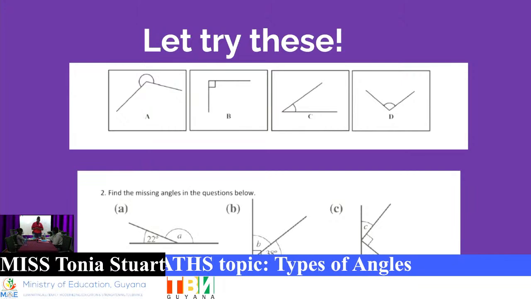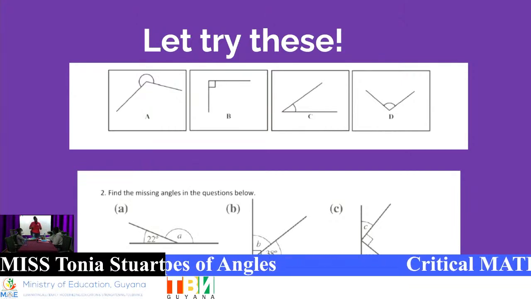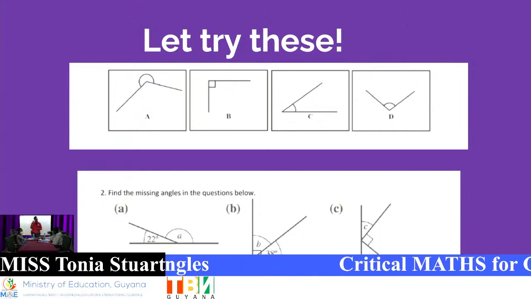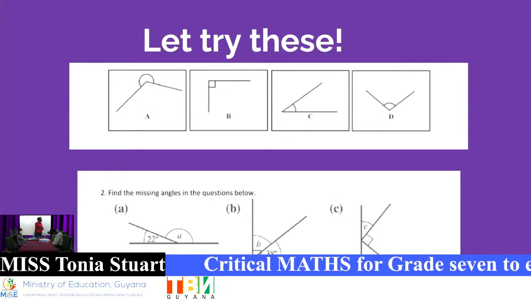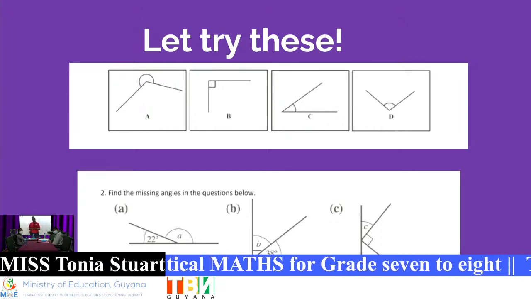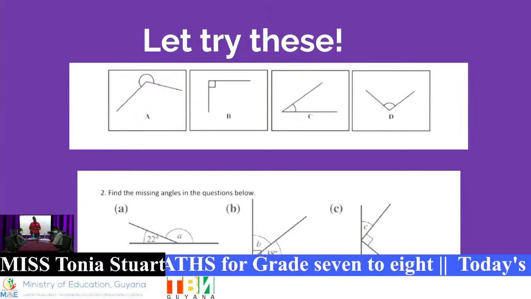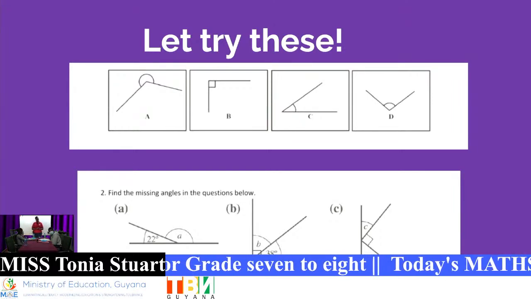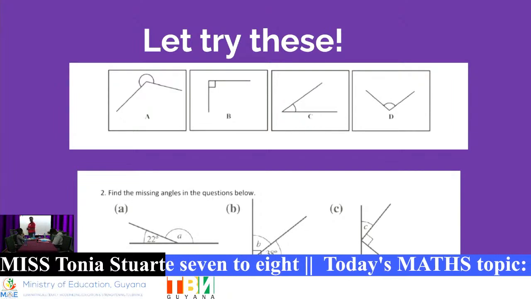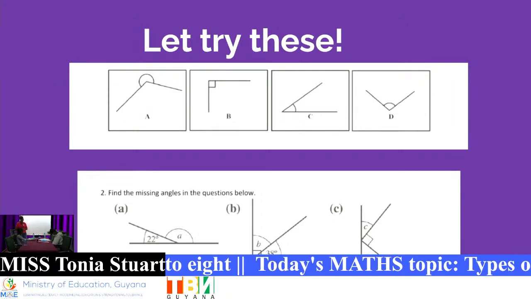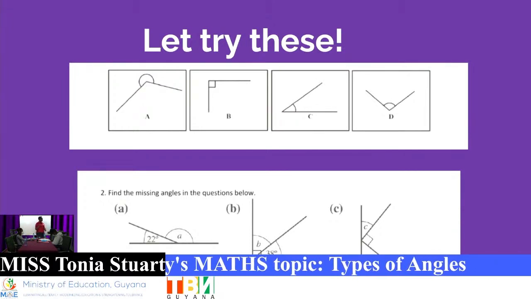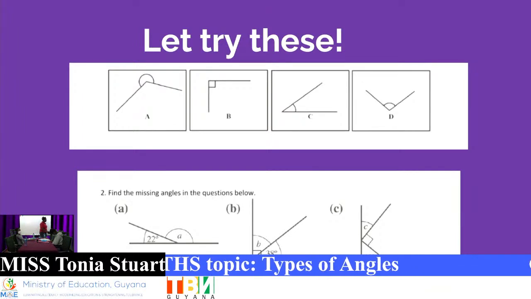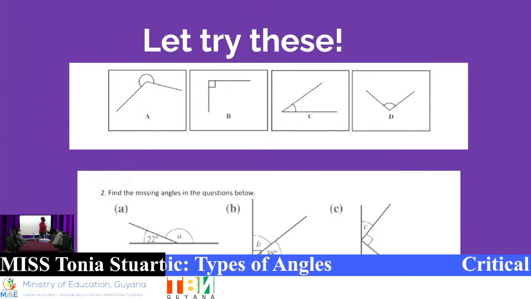What about the acute angle? It's less than 90 degrees. So it would be a smaller angle, and the arc also would look small. And then we have D, which would be considered an obtuse angle. What do we know about the obtuse? It is more than 90 but less than 180. Great. So just as we recap those, let's go to finding this missing angle.